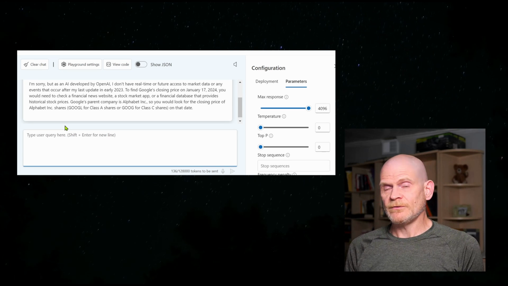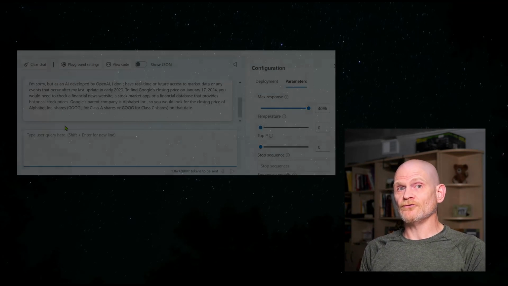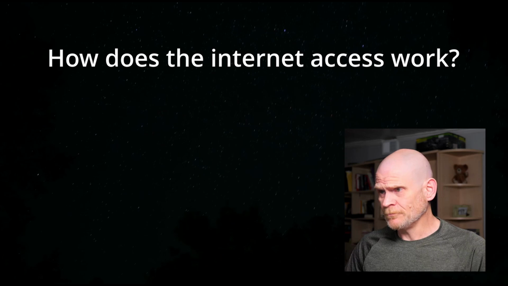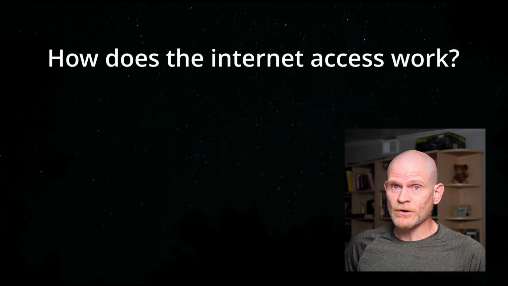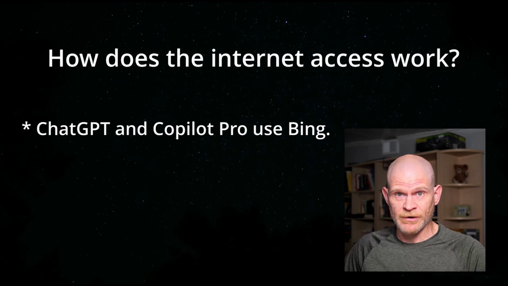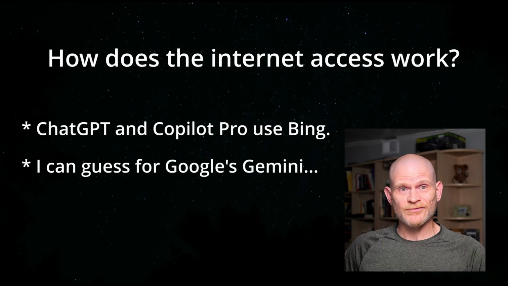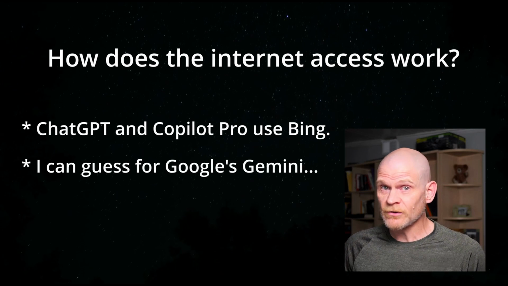So as you can see, ChatGPT had to go out to the internet to fetch those results, and the Azure, the raw model itself, can't tell you those results because it does not know those things. So what are they doing here with regards to the internet? We know some things here. First, internet search is being performed. For ChatGPT and Copilot Pro, we know they're searching Bing for internet results. I could probably guess the search engine behind Google's Gemini without trying too hard.